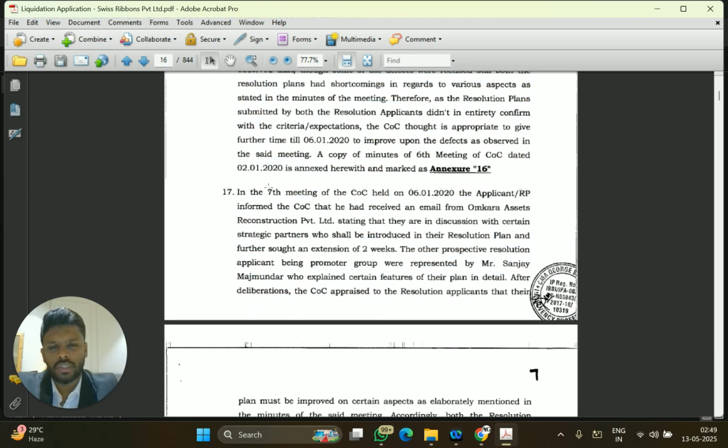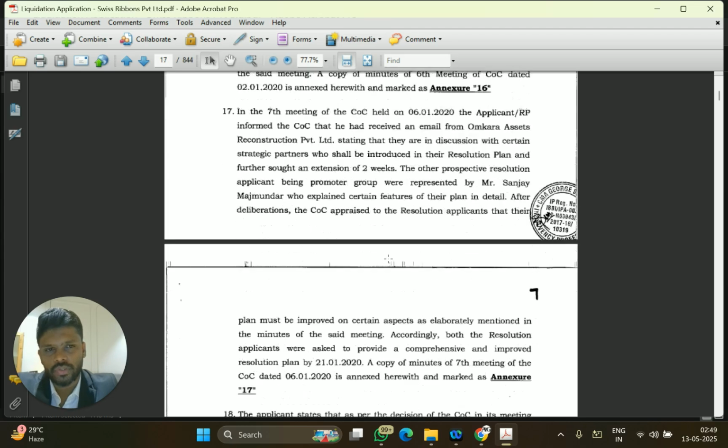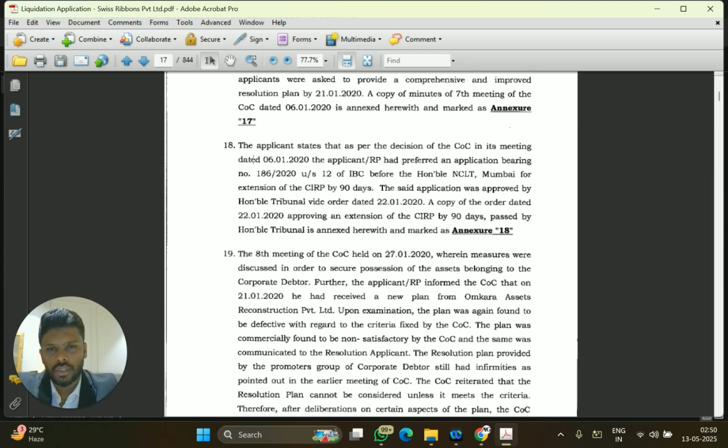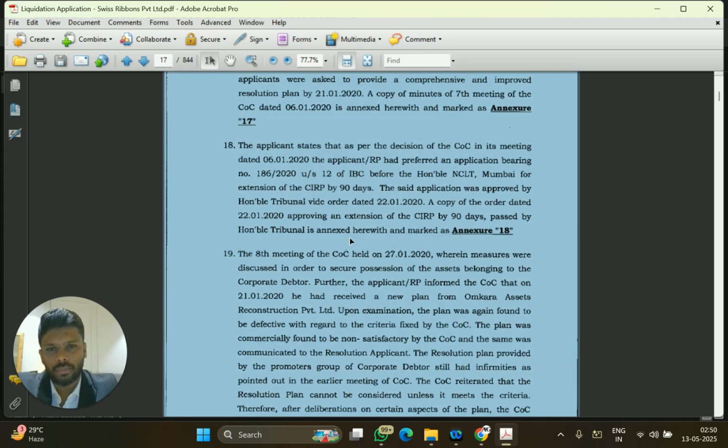Thereafter, in the 7th COC meeting held on so-and-so date, the RP informed the COC that he had received an email from Omkara Asset Reconstruction stating that they are in discussion with certain strategic partners who shall be introduced in the resolution plan, seeking an extension of 2 weeks. Further extension was granted. Here the CIRP period came to an end. The initial 180 days period came to an end, and therefore an extension of 90 days was sought by the RP.